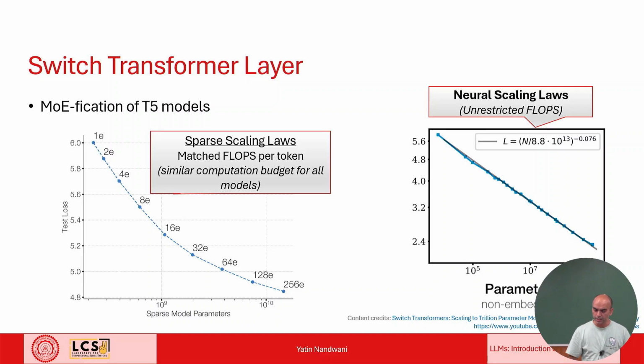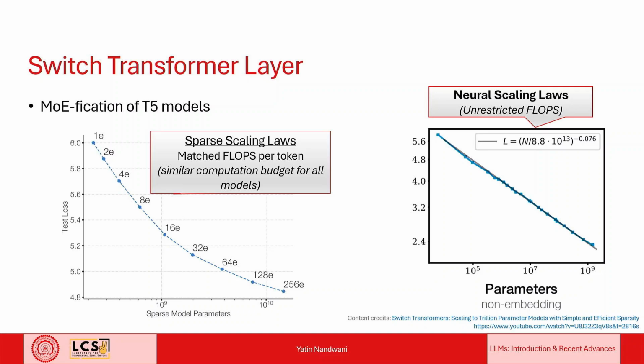And how are they doing that? So they basically have matched FLOPs per token. What does it mean? Because each token is passing through only one expert, the number of activated neurons is almost the same. There is additional communication overhead, but approximately the computation cost is the same as we move along the line, right? So we have been able to keep the computation cost almost the same while reducing the test loss from 6 to let's say 4.8 here, right?